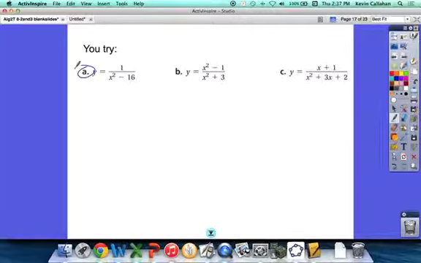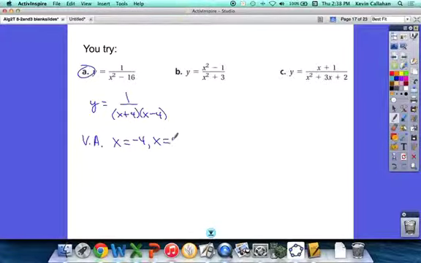You should see it immediately: 16, oh, difference of squares. So y equals 1 over x minus 4 times x plus 4. So it's going to have points of discontinuity at 4 and negative 4. Are they going to be holes or vertical asymptotes? Is there a numerator to cancel one of those? No. So it's a vertical asymptote. So you would say the vertical asymptotes are x equals negative 4 and 4.